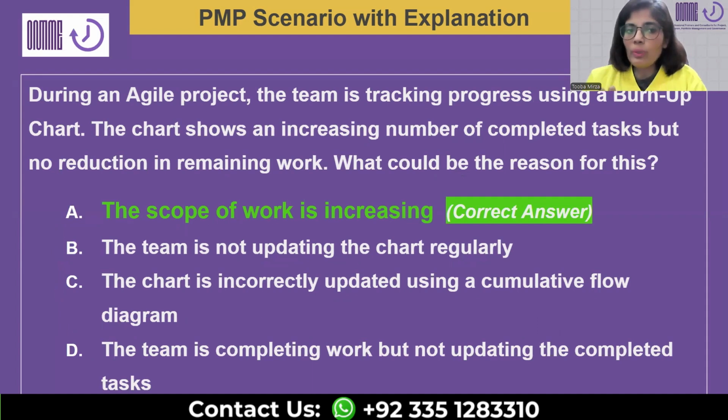Of course, I'm going to explain why A is the correct answer and why B, C, D are incorrect choices. But I would like to explain this particular question with an example burn up chart as well. And with that, I will explain how a burn up chart works, and then I will come back to these option choices and explain these four in detail.